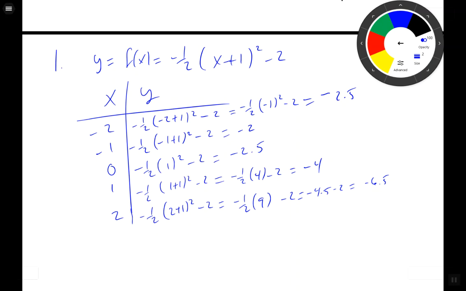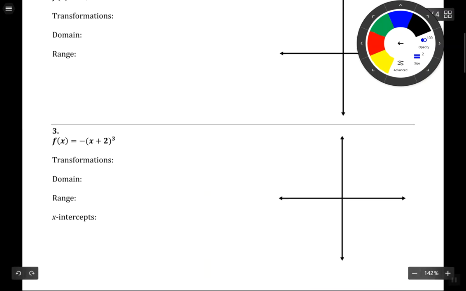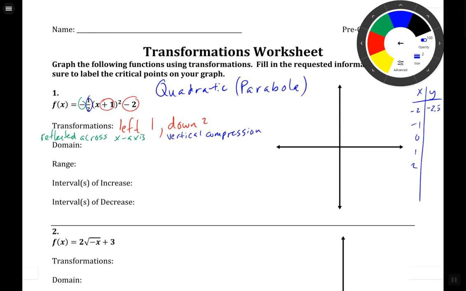All right, so my points, at negative 2, it's negative 2.5. At negative 1, it's negative 2. At 0, it's negative 2.5. At 1, it's negative 4. And at 2, it's negative 6.5. Does that make sense? Yeah, because what did we do? We shifted it 1 left. So does that mean the vertex is on that line, x equal to negative 1? Do you remember anything from algebra 2? That's what you learned. Okay, really fast, we're going to graph this now, because we have these points now.